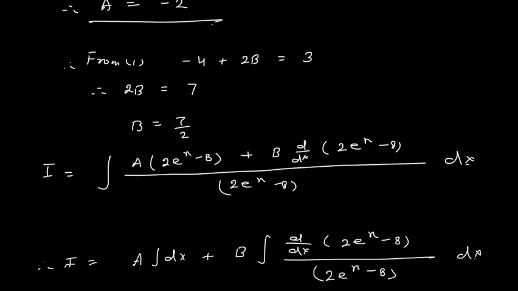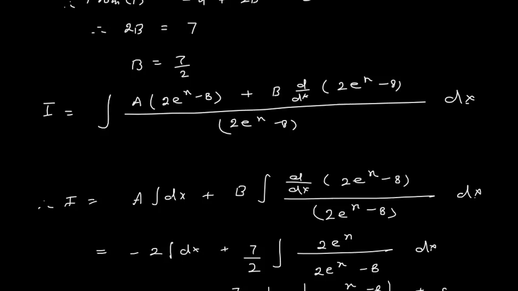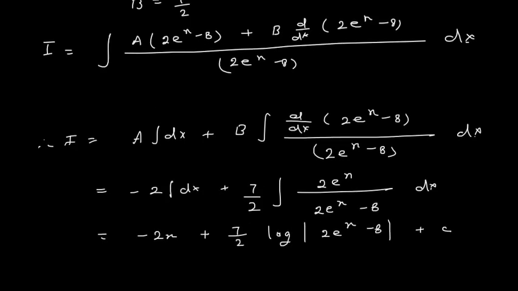So you separate a into 2 into e power x minus 8 divided by 2 into e power x minus 8. So this 2 into e power x minus 8 will cancel. I will get a into integration of dx plus b into, now here we differentiate this part. So this numerator will become 2 into e power x divided by this. So derivative is present in the numerator, so it is of the form of log 2 into e power x minus 8. That formula we have done, and here it is a into x. So minus 2x plus 7 divided by 2 log 2 into e power x minus 8 is your answer.